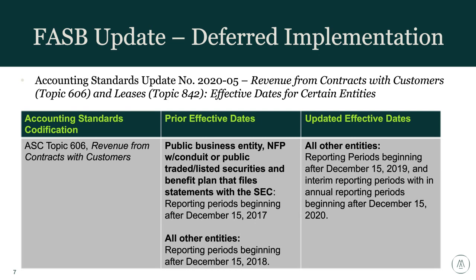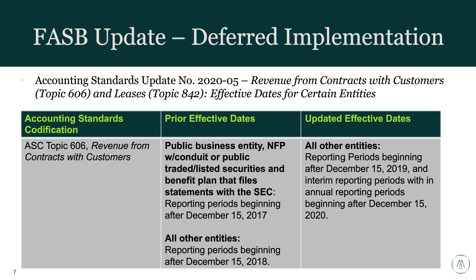So for Topic 606, or the Revenue Recognition Standard, for public business entities and not-for-profit organizations with conduit or publicly traded or listed securities, as well as benefit plans that file statements with the SEC, those reporting periods have come and gone. So basically, any financial statements with a year end of December 31st, 2018, or through your June 30th, 2019, those entities have already adopted this standard in most cases. And so there is no delay for those entities.